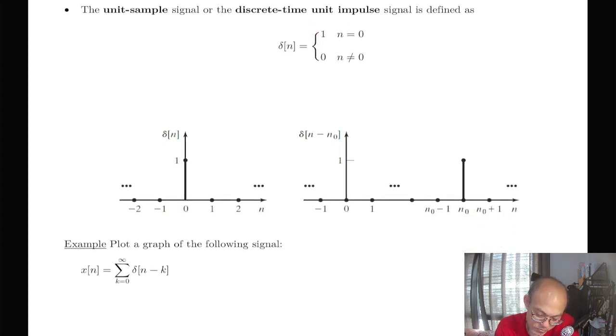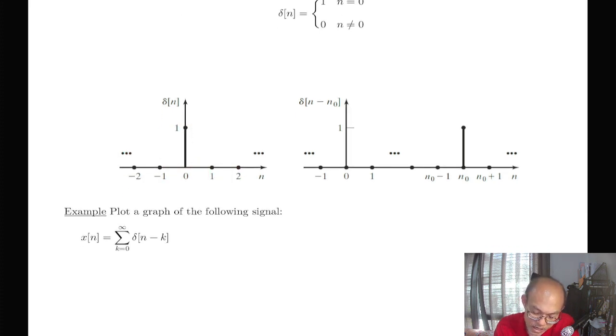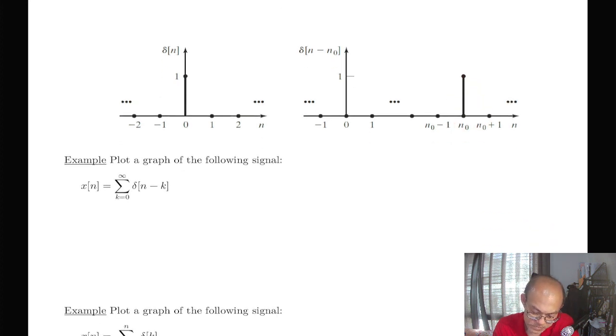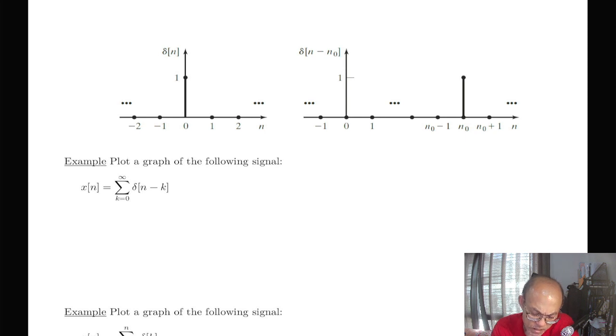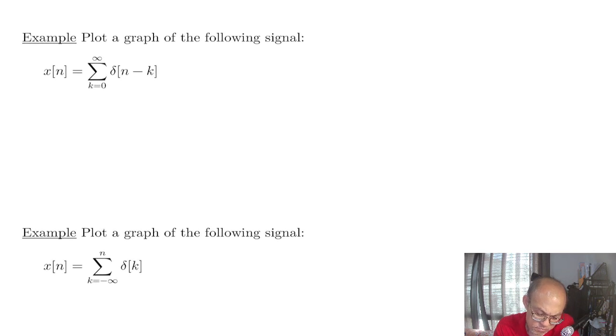So if we plot the graph of the unit sample signal, we see that there is only one sample here, which is 1, the rest is 0. Of course, we can do the time shift. We can shift it to the right or to the left. Now in this example, we are shifting it to the right by n0. Now let's look at an example. In this example, we are drawing a graph of this one. Before doing it, let's look at this graph.